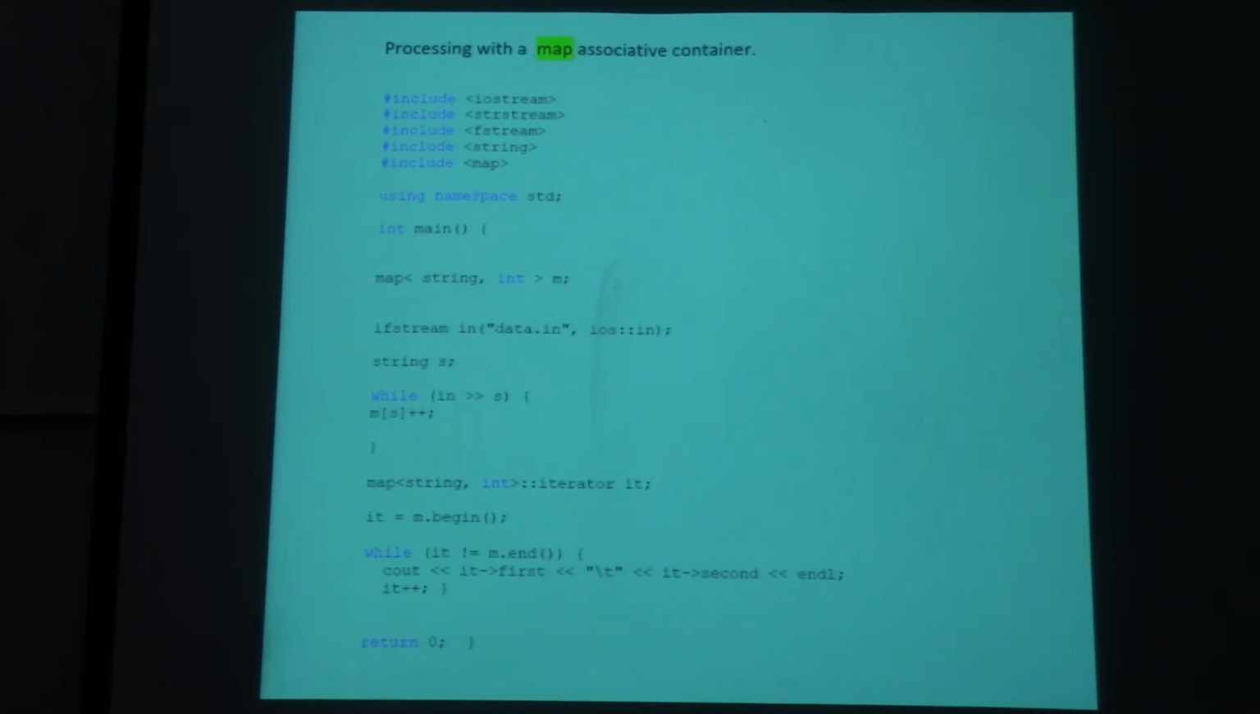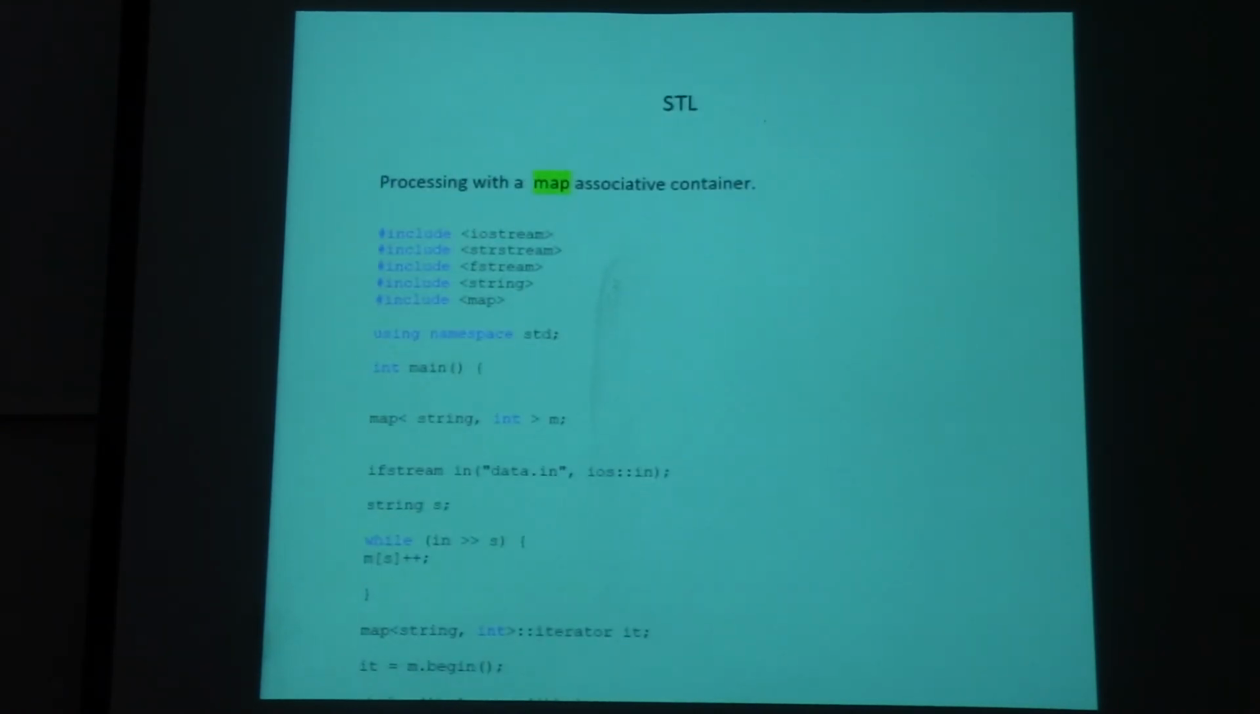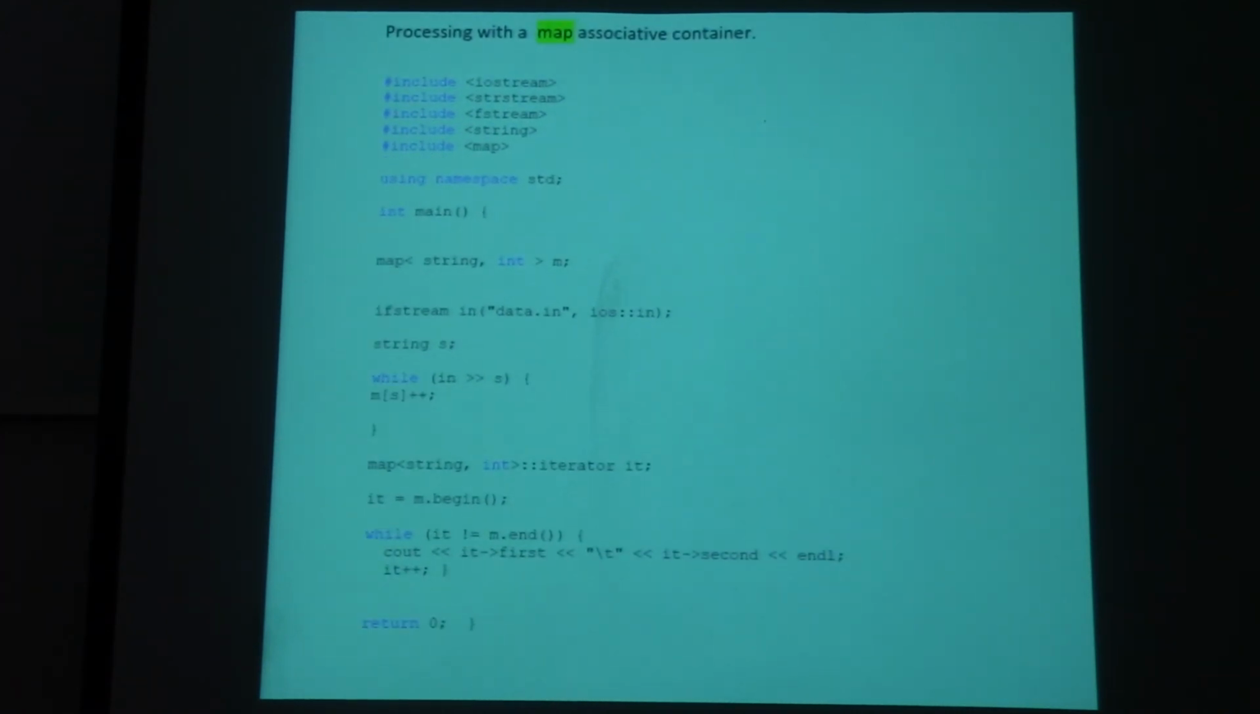Yes? So, does the map initialize all the values to 0? Because you didn't. You seem like you're just incrementing, right? Incrementing what? Okay, so you're saying here? Yeah. Oh, I see what you're saying. Yes. Yes, zeros and nulls and zeros of any type. Right.